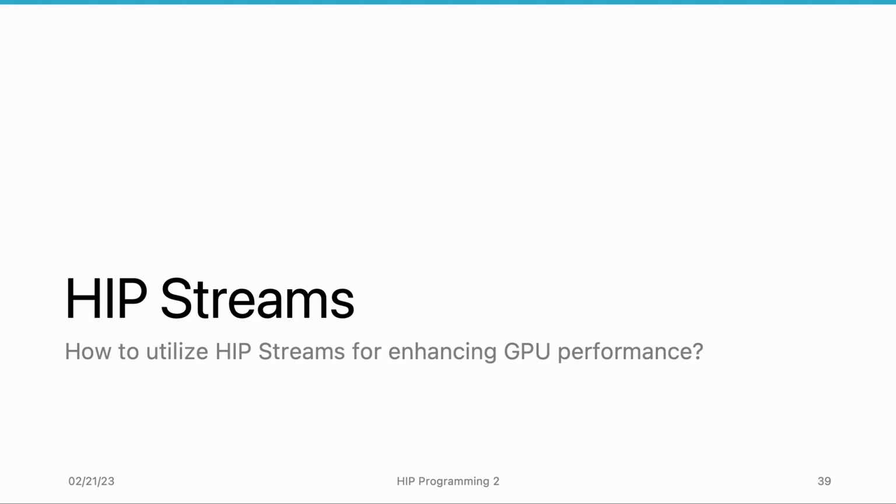Since HIP is a heterogeneous computing platform, we have the flexibility to either use the CPU or the GPU for computing, or even use them at the same time. To control both devices, HIP needs asynchronous computing, which is supported by the HIP stream feature. In this video, we will discuss HIP streams, providing a comprehensive understanding of what they are and how they work in a HIP program.